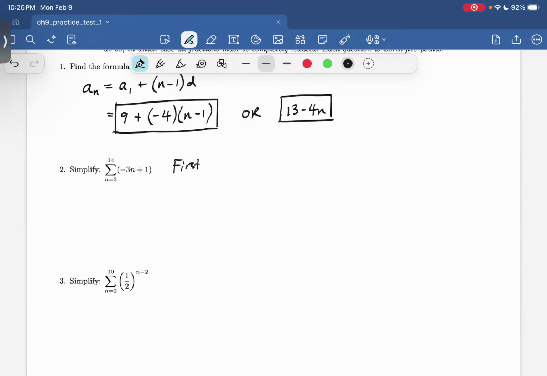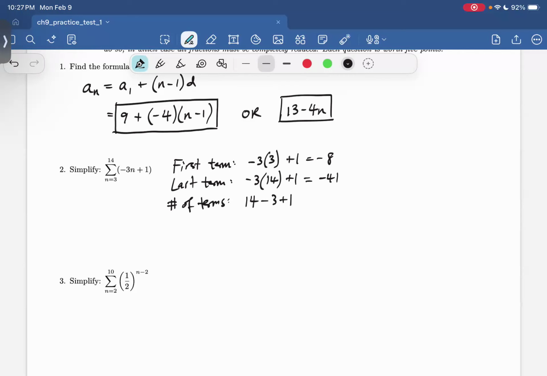Okay, to get the first term, we're going to plug in the first index, which is n equals 3. So that means the first term is -3 times 3 plus 1, which is -8. Last term is -3 times 14 plus 1, which is -41. Okay, what's the number of terms? The number of terms is 14 minus 3 plus 1, right? Not 11, but actually 12.